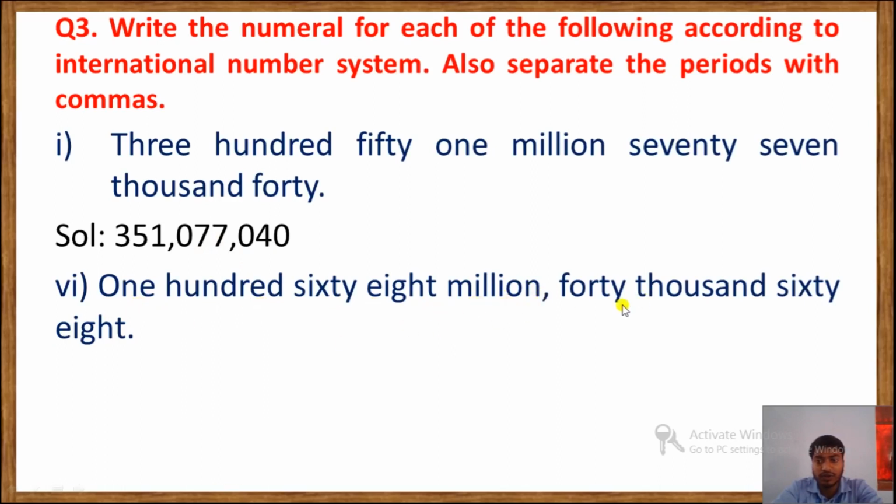Same way this one also we have to write, 168 million 40,068. So this will be 168 million, 40,000. Just now I explained here. Same way here also we'll write 40, and before that we'll give 0, then 68. Okay, now after writing we are supposed to give the comma, then ones, tens, 100, comma, 1,000, 10,000, 100,000, comma. This is the answer.